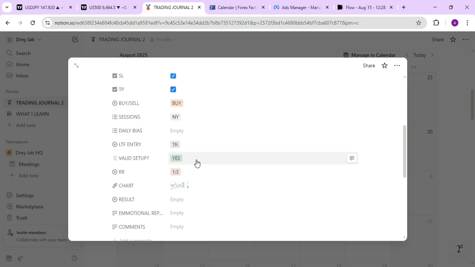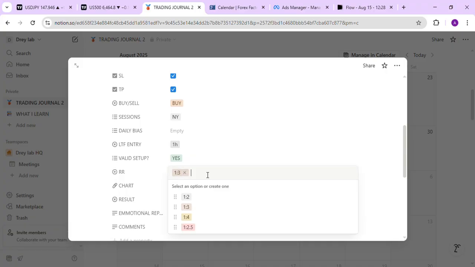By the time I fill in this level, I will definitely know that I'm off my plan. If this setup doesn't meet my plan and I just want to trade it, I will know. Nobody is going to tell me, because all these things are to guide me to make sure that I execute exactly what my plan asks me to do.